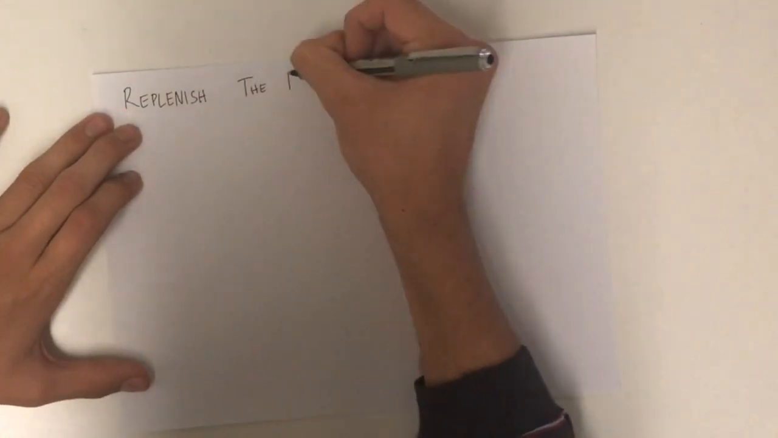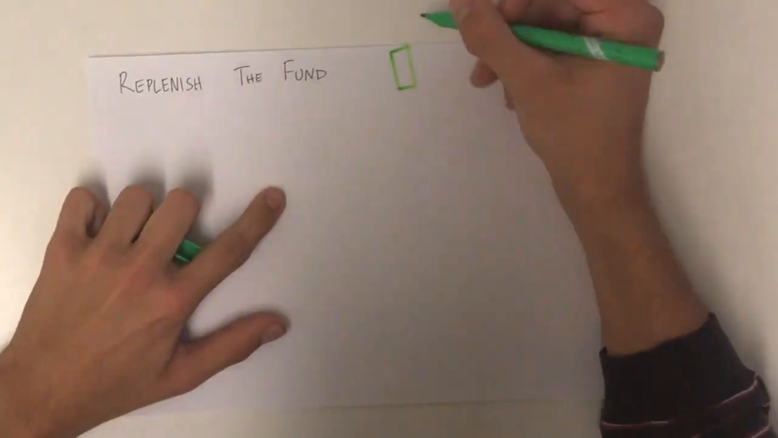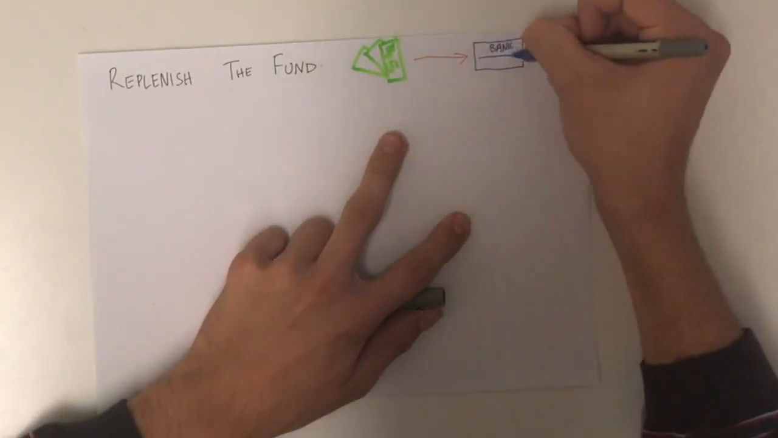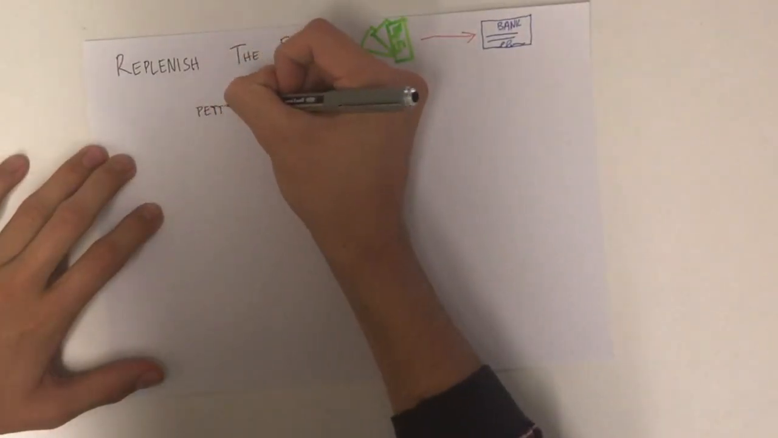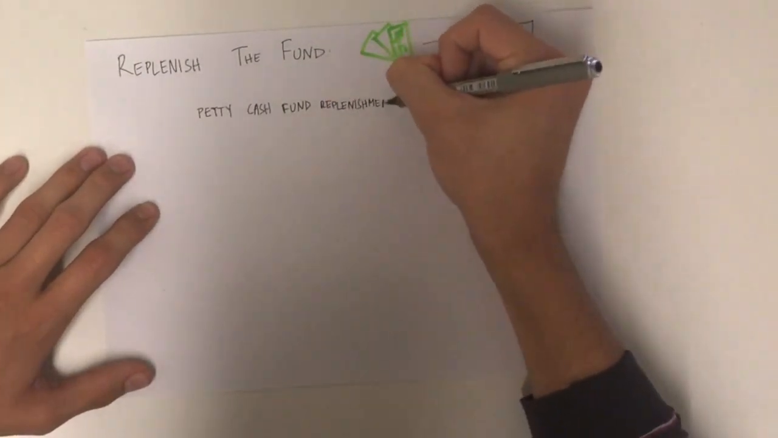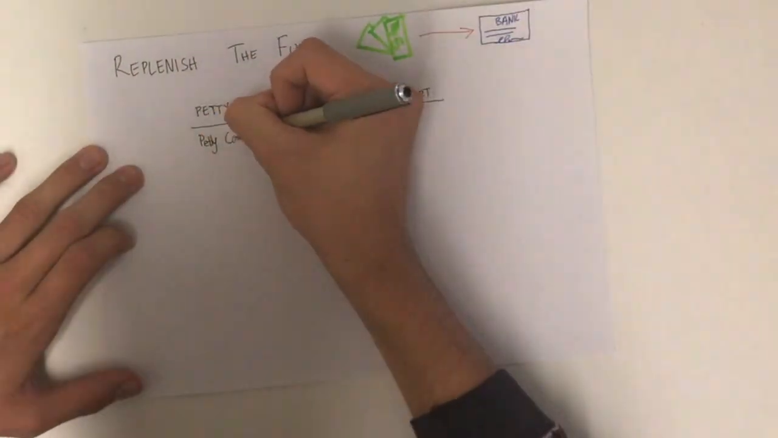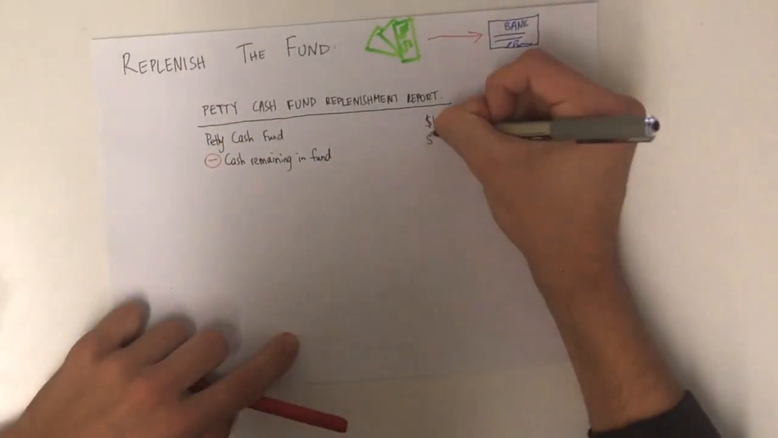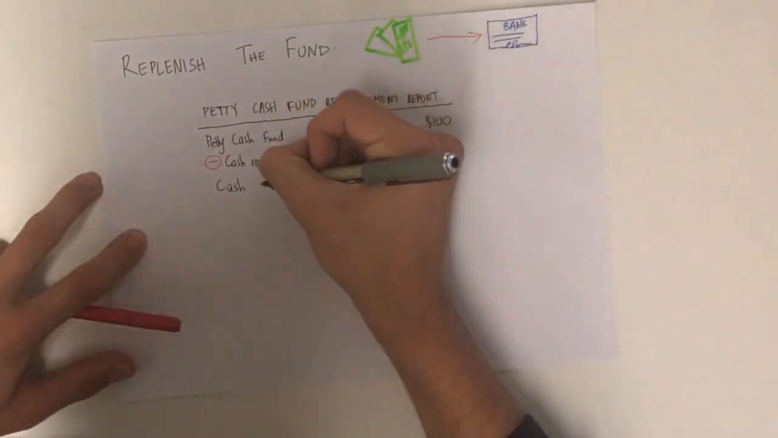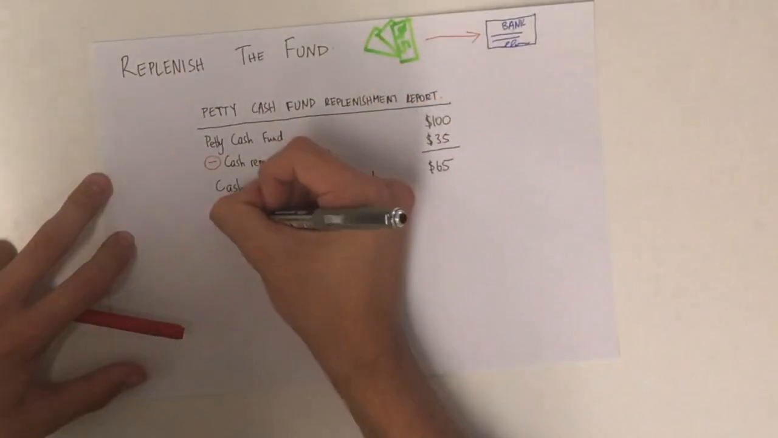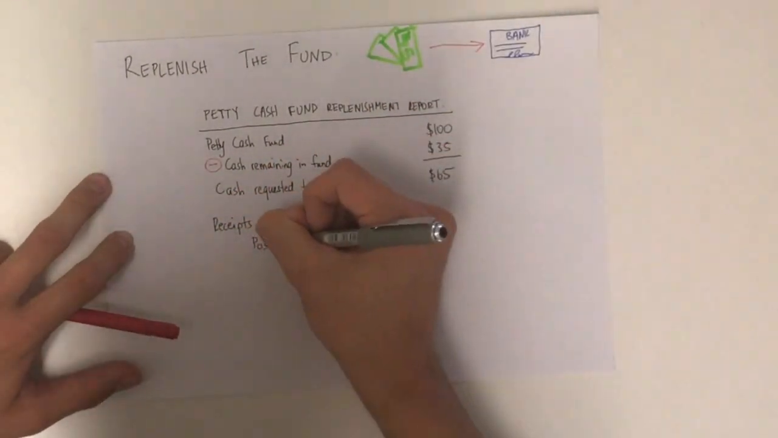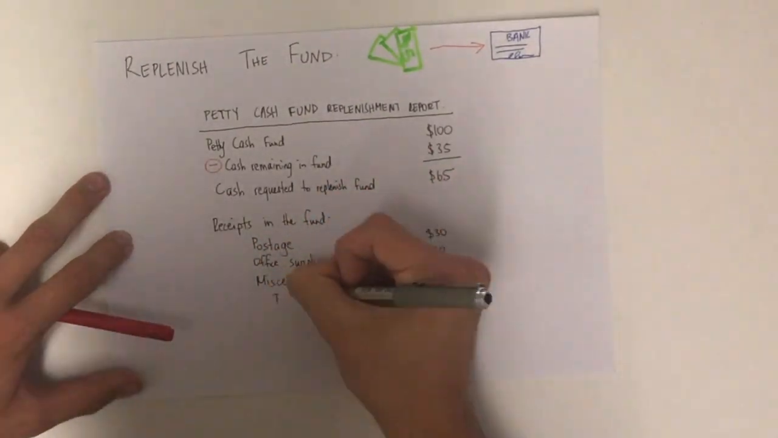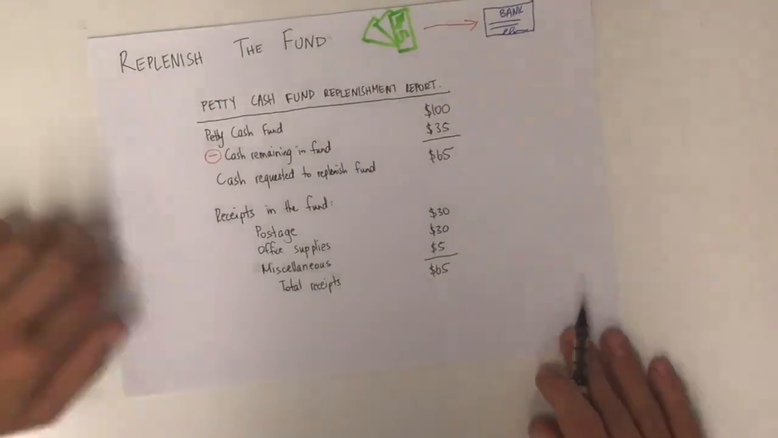Thirdly, replenishing the fund. Remaining cash is counted and a check is cashed to bring the fund back to the original balance. A petty cash fund replenishment report is created to list all expenses that the fund has incurred and to calculate the cash required to replenish the fund. Note that the total receipts should equal the cash required to replenish the fund, since the cash in the fund was used to pay for these expenses.